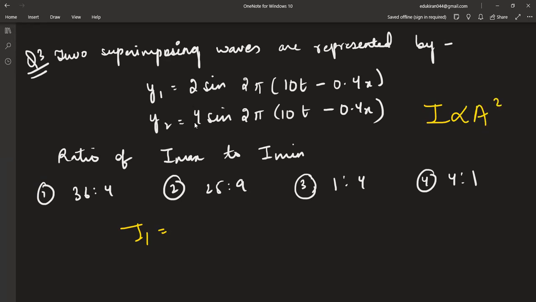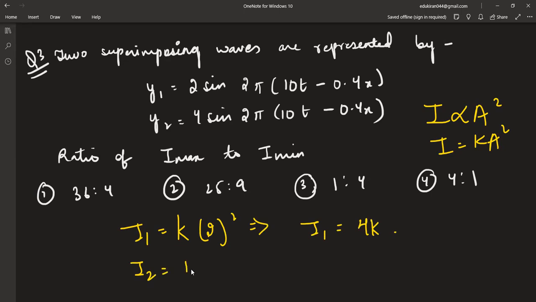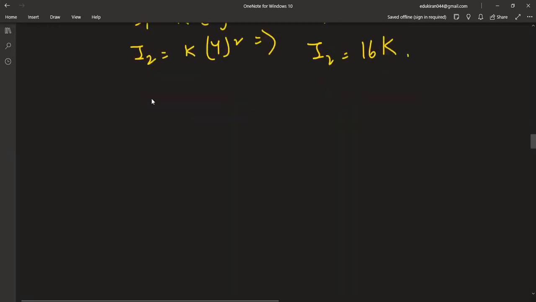So I1 will be, let's say I is equal to K A square. So this will be equal to K times 2 square. So I1 is equal to 4K. Similarly, this becomes 4 square because the amplitude here is 4. Here it was 2, here it's 4. So this implies that I2 is equal to 16K. Now at least we have the values, we can further calculate.